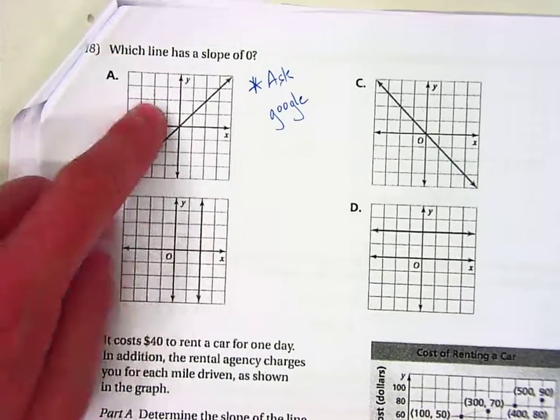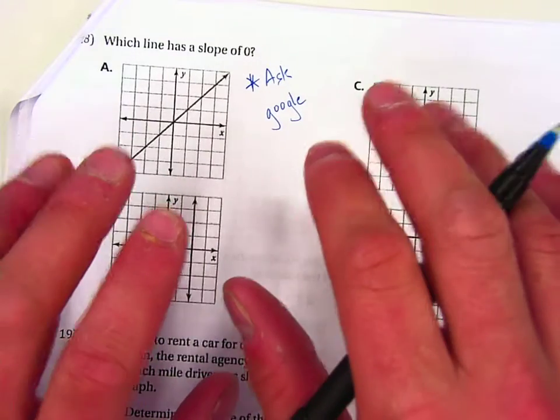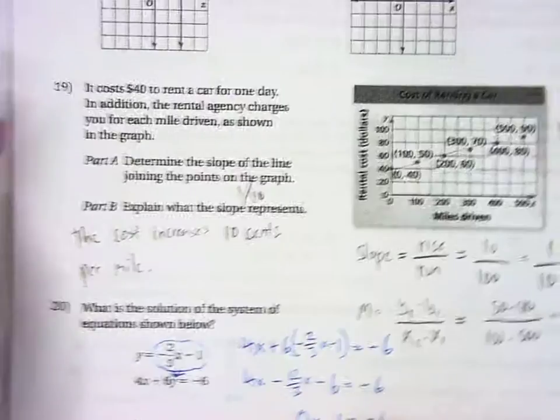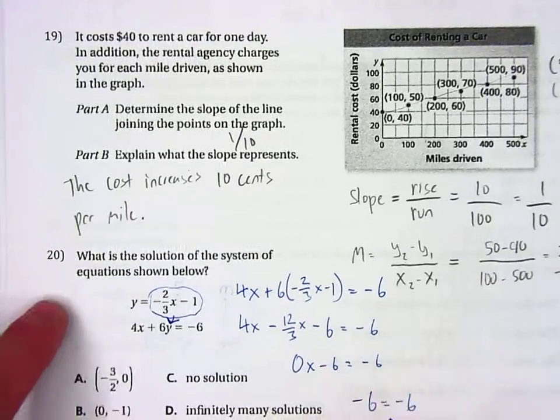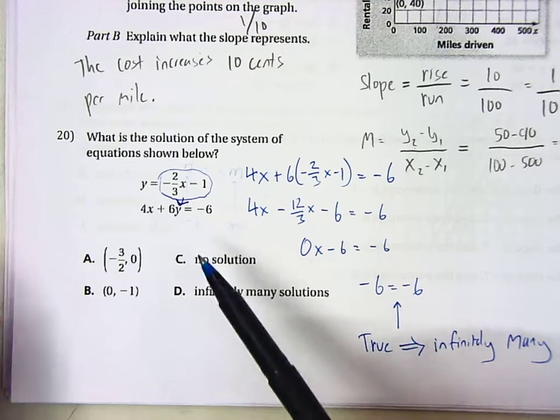Alright, moving on. Hey, this one, I'm going to challenge you to ask Google. I think that's within your capabilities, so just ask Google, hey, what is the slope? What does slope 0 look like? I think you can do that. 19, I think I already did a video on that. 20, those of you working your tails off, I'll just go ahead and show you that I recommend using substitution.